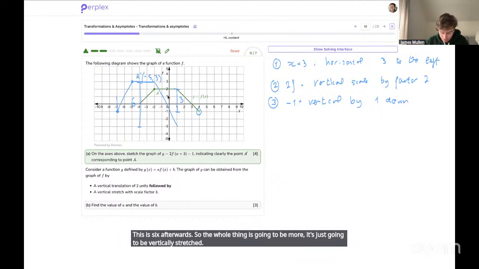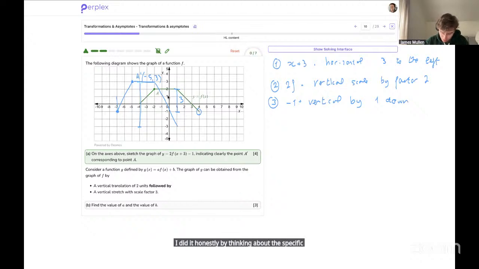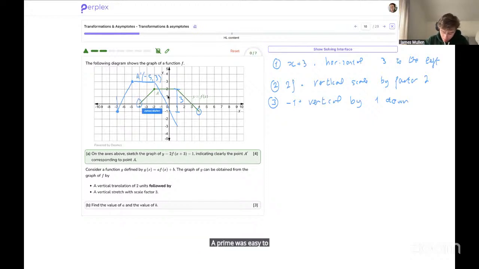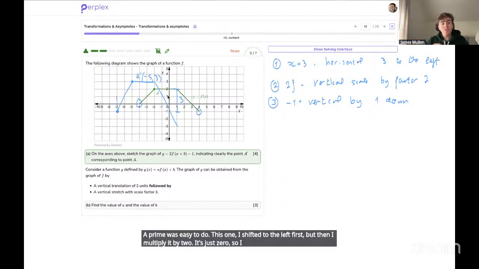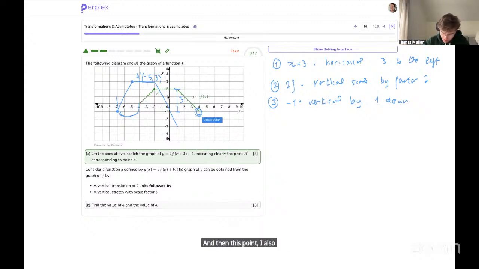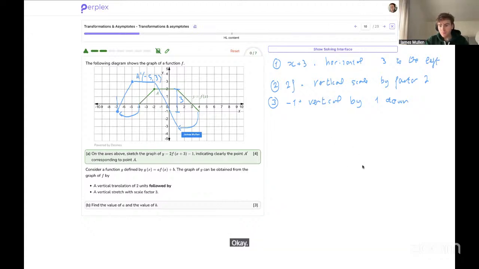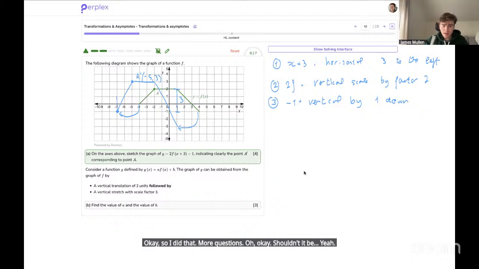I did it honestly by thinking about the specific points where the corners of the original function were, so I could connect them together. A prime was easy to do. This one, I shifted to the left first, but then I multiplied it by 2. It's just 0, so it didn't do anything. And I shifted it down, and I got to -7, -1, so that was like that. And then this point, I also shifted 3 to the left. I multiplied it by 2, and that got me to -2. I subtracted 1, and that got me to -3. Okay? So I did that. More questions? Okay. So that is what my graph looks like.